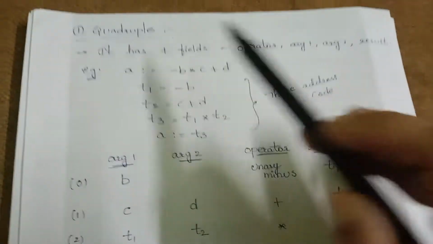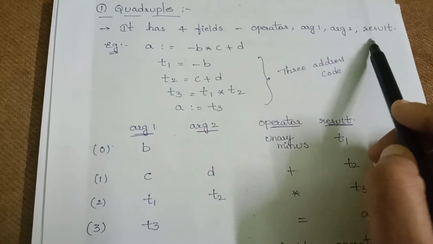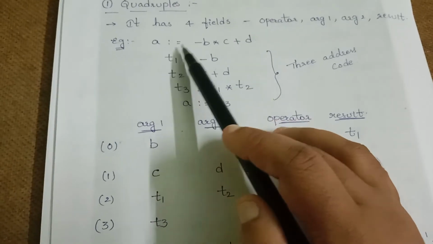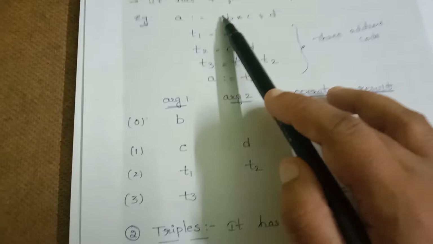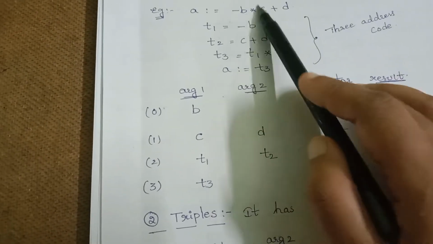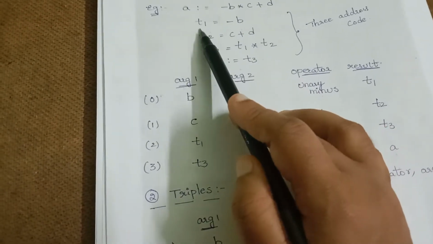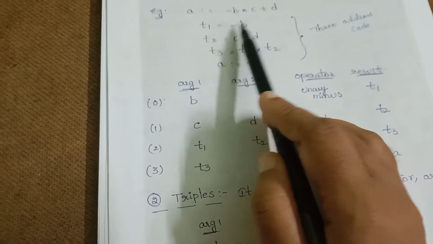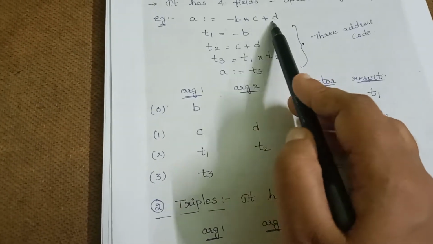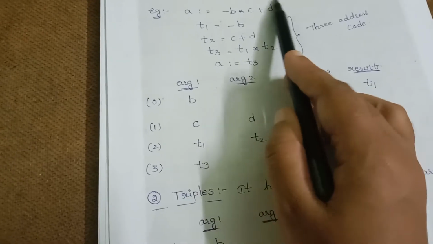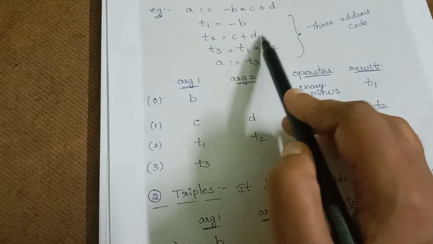Quadruples have four fields: operator, argument 1, argument 2 and result. Consider this expression: A is equal to minus B star C plus D. Here minus B is termed as a unary minus. So minus B is assigned to a temporary value T1. T1 is equal to minus B. Next we have C plus D, which is assigned to a temporary value T2. T2 is equal to C plus D.